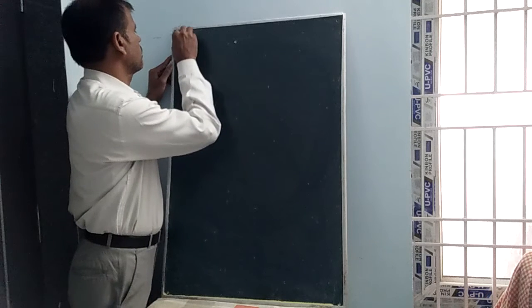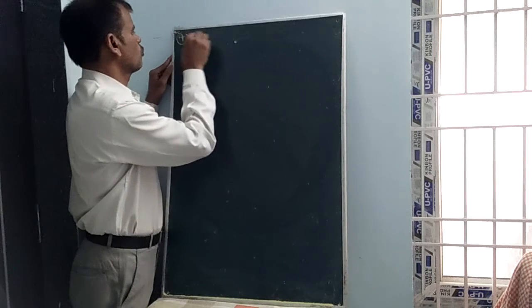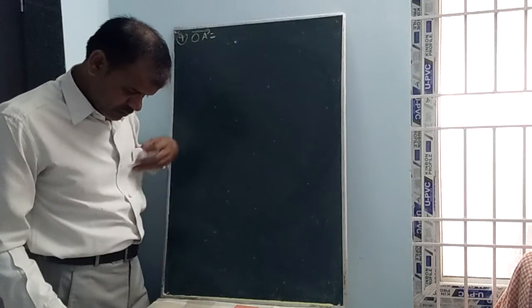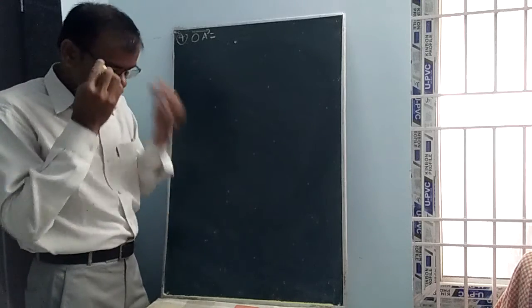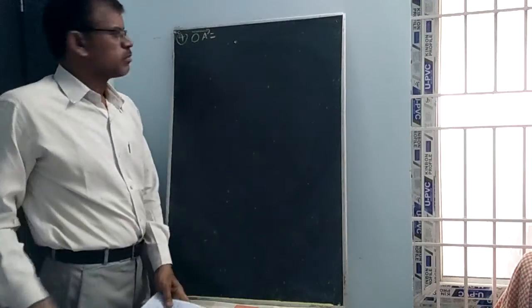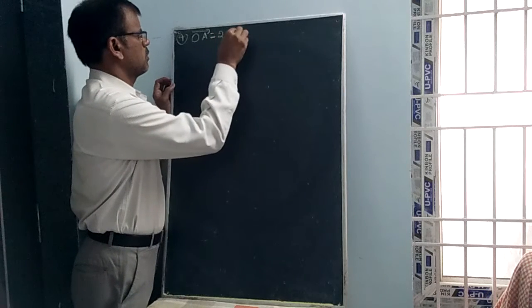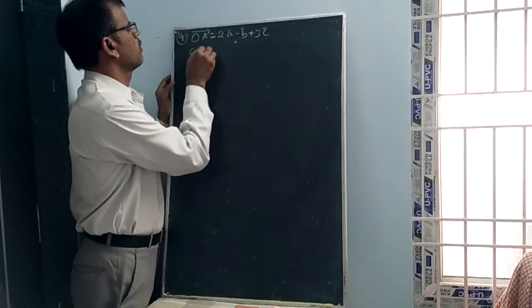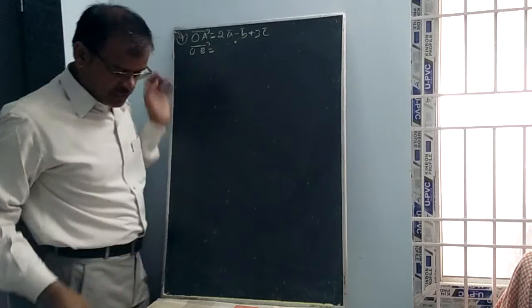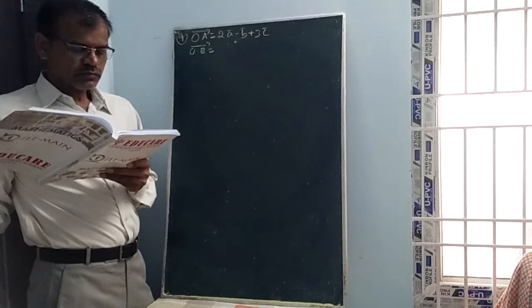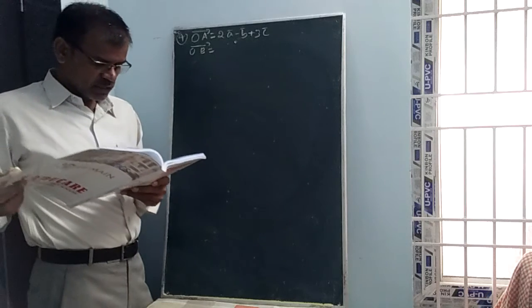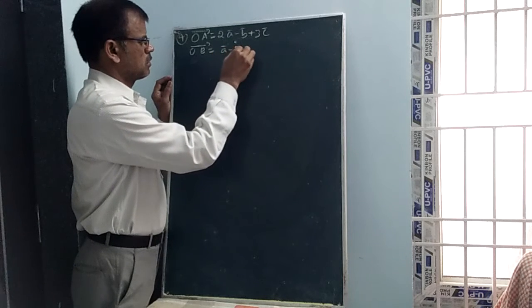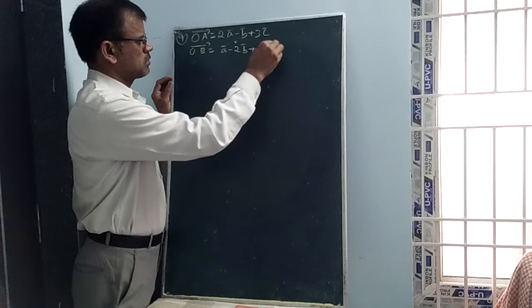Let us write OA bar is equal to 2A bar minus B bar plus 3C bar. For the second vector, OB bar is given as A bar minus 2B bar plus XC bar.